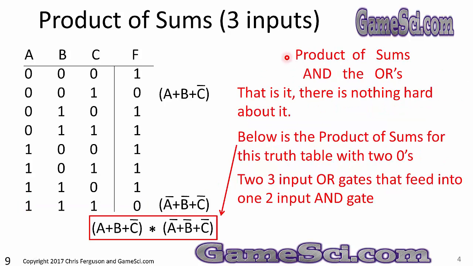Product of sums. Product implies AND. Sums implies ORs. That is it. There's nothing hard about it. Below is the product of sums for this truth table with 2 zeros in it. 2 zeros in a truth table means I need 2 OR terms. 1, 2. 2 3-input OR gates that feed into one 2-input AND gate. Product of sums has an advantage here. There's only 2 lines that end with 0. It's going to produce a simpler expression than sum of products, which has to look at these 6 ones.